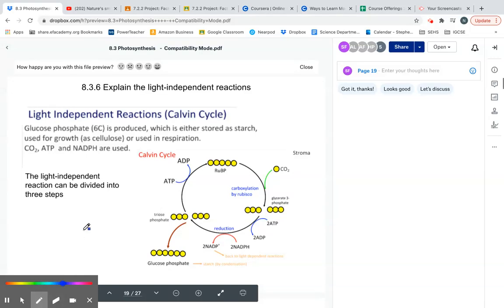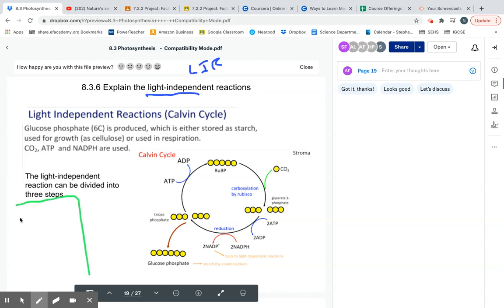In 8.36, we need to precisely explain the light-independent reaction, which we abbreviate as ILR. But before we do that, why don't we quickly review the LDR, or the light-dependent reaction. So I'm drawing part of a chloroplast here. I'm being a little bit lazy.